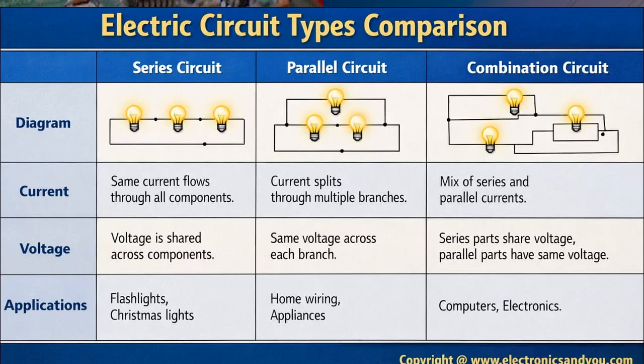Parallel circuit, we have current splits through multiple branches. The voltage is the same in all the parallel branches. The application of this parallel circuit is home wiring appliances. Of course, all the home wiring plus most of the industrial wiring are all parallel circuit because the voltage has to be constant in all the circuits. So in parallel circuit, the voltage is constant, except the current will differ.